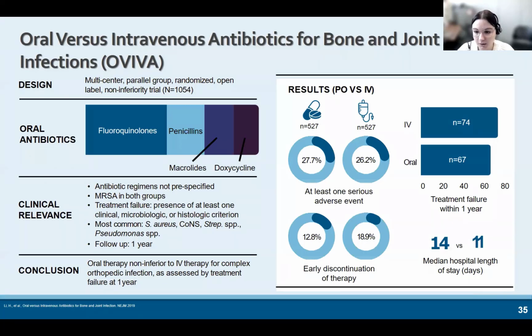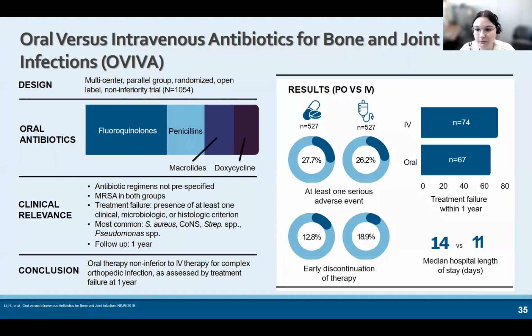They were randomized 1-to-1 within 7 days after surgery or treatment of the infection without surgical intervention to receive either IV or oral antibiotics to complete at least 6 weeks of therapy. In this trial, antibiotic regimens were not pre-specified. MRSA was included in both groups. Treatment failure was defined as the presence of at least one clinical, microbiologic, or histologic criteria, and the most common pathogens, again, were very typical for what we see in these types of infections. The follow-up was 1 year.